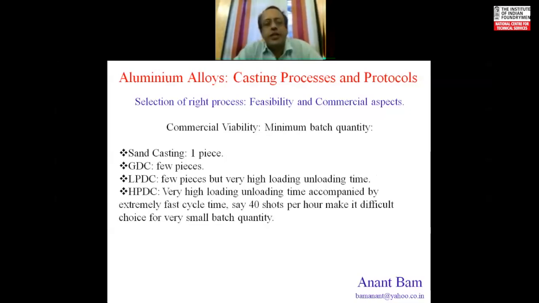Minimum batch quantity. Now, you have to strike a balance between feasibility and viability. For sand casting, you can go for as low as one piece. That is in case of any ornamental casting like monuments or any statues. These are popularly made by sand casting and the order quantity is one piece.